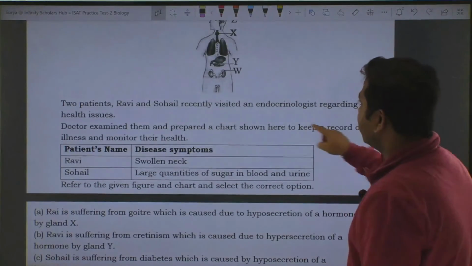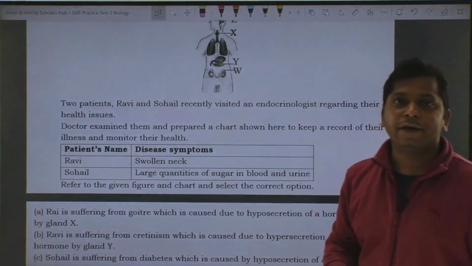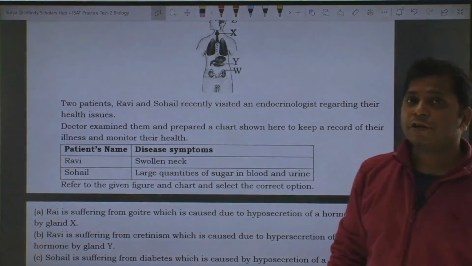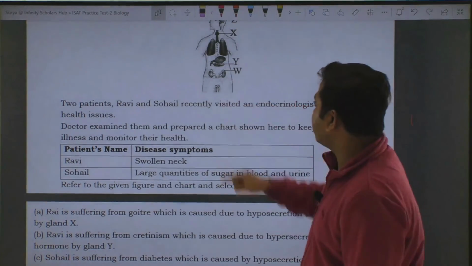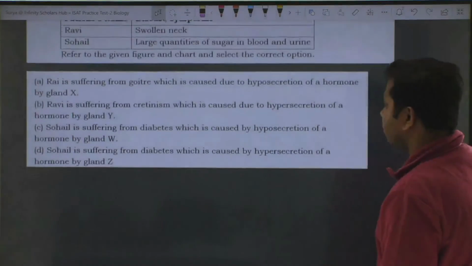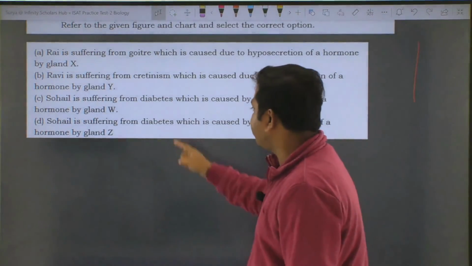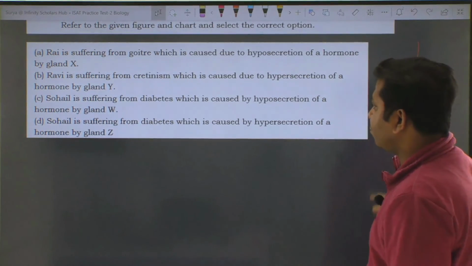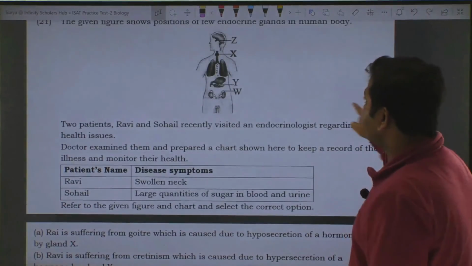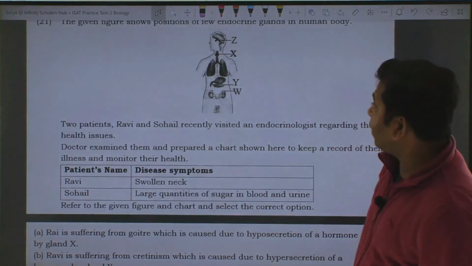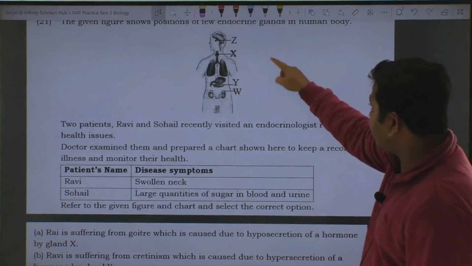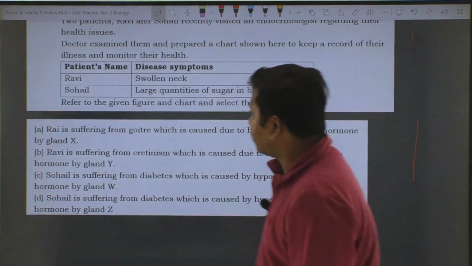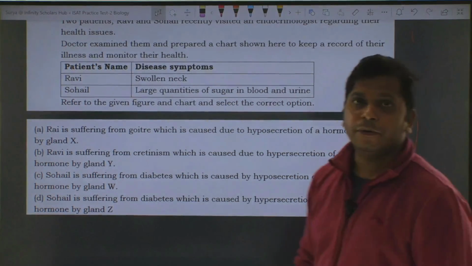What is the gland W? Yes, it is not the pancreas. It is the adrenal gland, which is present just above the kidneys. So this is not the correct option, therefore. Sohail is suffering from diabetes, which is caused by hypersecretion of a hormone by gland Z. So gland Z is the pituitary gland. It has been marked as the pituitary gland. No, it is not the correct option also. So the correct option therefore is going to be option A. Okay, thank you very much.